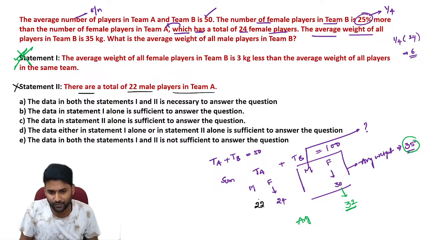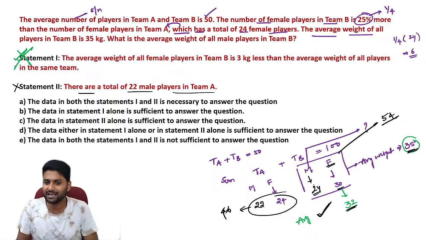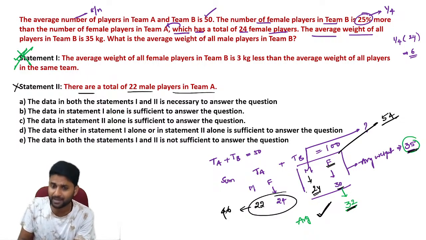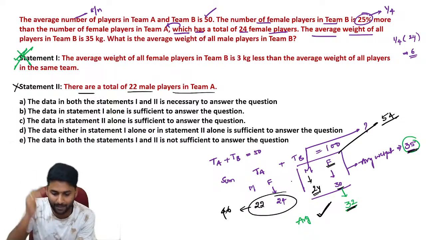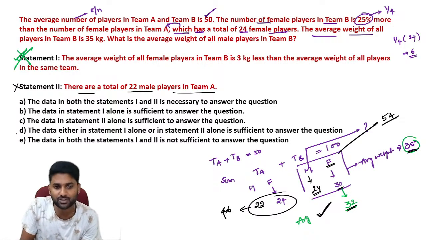Let's combine this data. If you combine this data, we know that team A's total number of people is exactly equal to 46. So we can conclude that the number of people in team B is exactly equal to 54, right? Out of 54, if female is 30, definitely male is 24. Now we know the strength, we know the average, we have an overall average. Definitely we are able to answer this particular question, guys. Yes, we can calculate the average weight of a male. How are you going to calculate it? By combining both the pieces of information. That's why both statements 1 and 2 together are sufficient to answer this question.